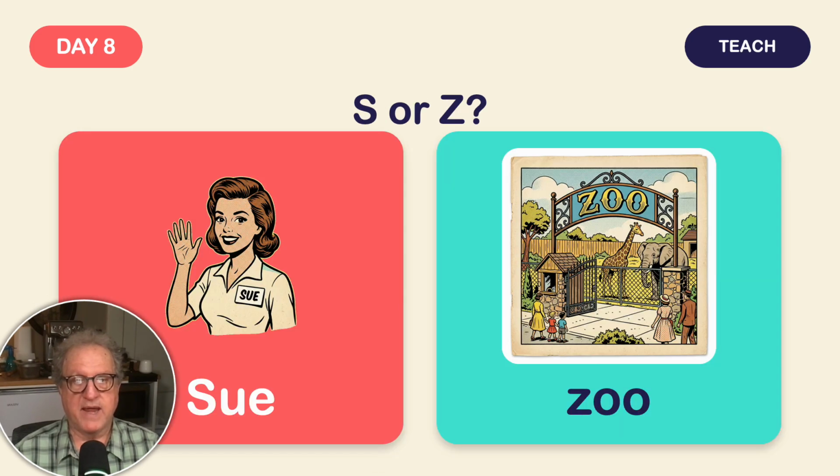Oh, it's the name Sue. That's a woman's name. It's like Susan. Sue. Repeat after me. Sue. And the one on the right is zoo. Repeat after me. Zoo, zoo.